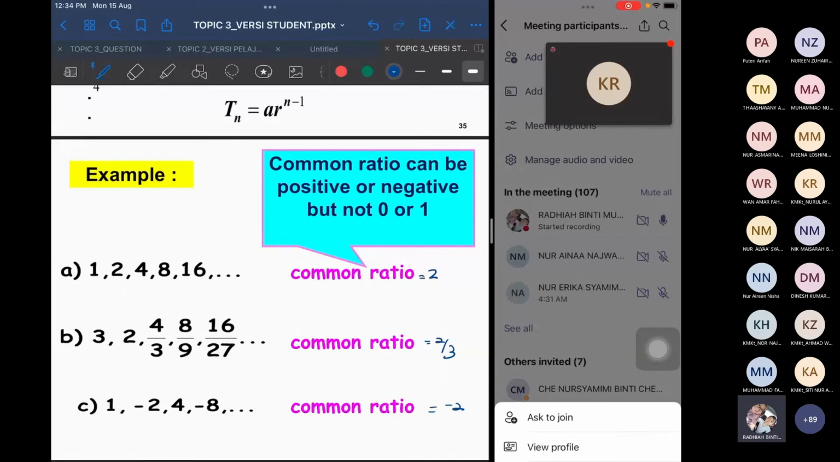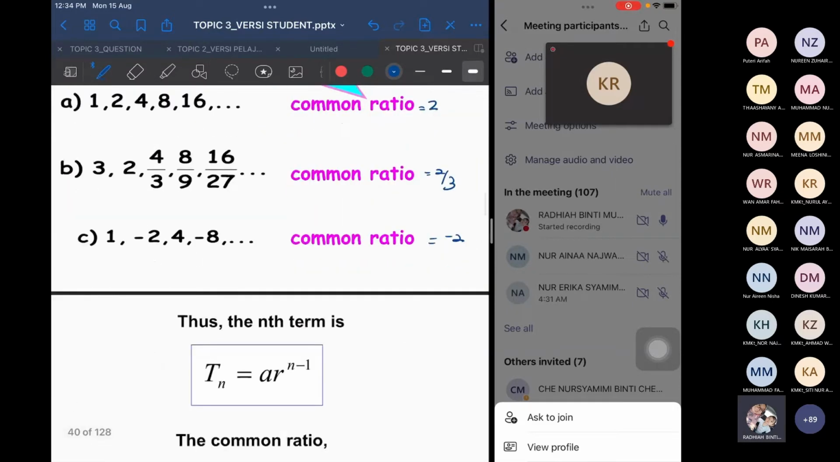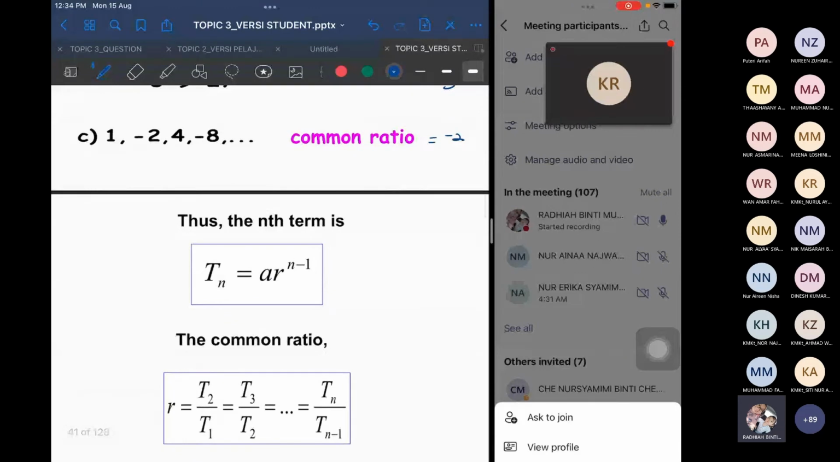Lepas tu dia kata common ratio can be positive or negative. Tapi dia tak boleh kosong ataupun satu. Yang ni yang kena ingat lah. Tak boleh kosong ataupun satu. Okay, lepas tu dia kata the n term, Tn is equal to AR^(n-1). Yang ni kena ingat lah.